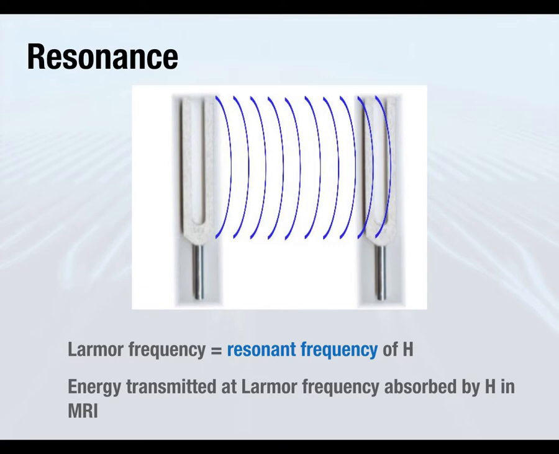The string is tuned to a particular frequency and the sound waves are coming through, so they're transmitting that energy to the string. Only that one string is going to vibrate because only it is tuned to that frequency. So the resonance is specific to a particular frequency. The same phenomenon basically occurs in MRI: if we send in energy at this Larmor frequency, the frequency that the protons are precessing in, they'll absorb that energy and use it in ways that we'll describe in a minute.